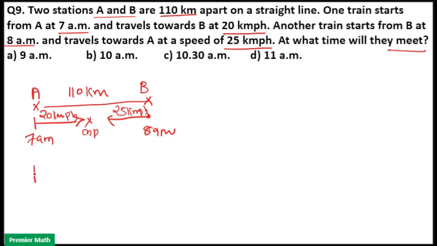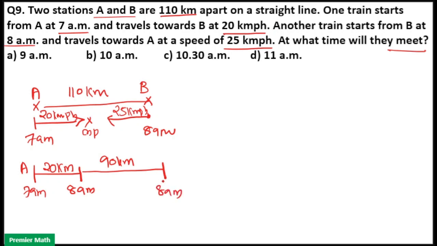Here, from station A, a train travels at 7 am. By 8 am, this train will cover 20 km because its speed is 20 km per hour. Then the remaining distance between these two trains is 90 km. And at 8 am, another train starts from station B. So the distance between these two trains at 8 am is equal to 90 km.